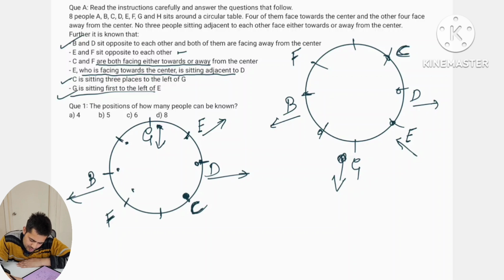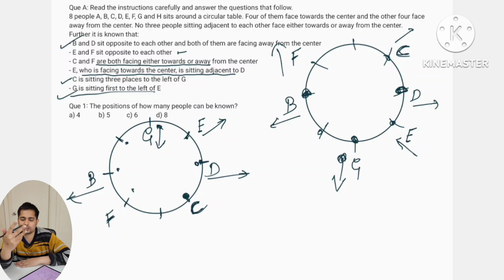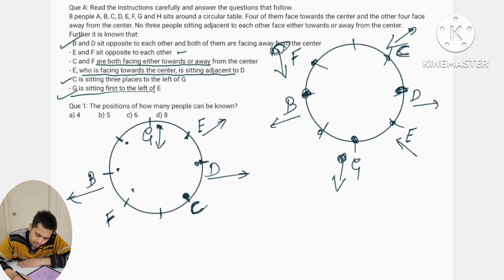Let us say C and F face outwards in configuration 2. Can it be there? No, because B, G and D are already facing outwards. 3 people are already there. So 2 extra people cannot face outward. Otherwise it will be 5, 3. So definitely F and C have to face inwards. So F, C and E are facing inwards, and B, G and D are facing outward.